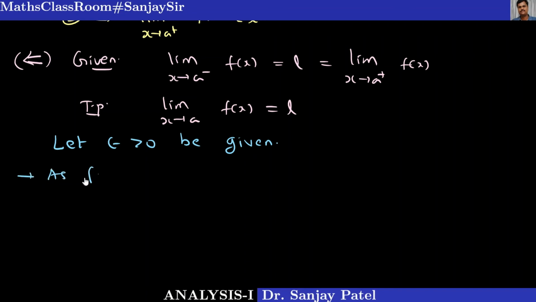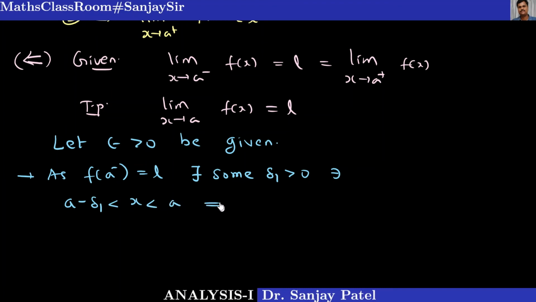as f of a minus is equal to L. What is the meaning of this? This means limit x tends to a minus f(x) is equal to L. There exists some delta, which I would like to call, say, delta 1 greater than 0, such that whenever we have a minus delta 1 less than x less than a, implies mod of f(x) minus L is less than epsilon. And let me call this result number 1. This we are writing only from the definition of left hand limit for this first step. This is given to us.